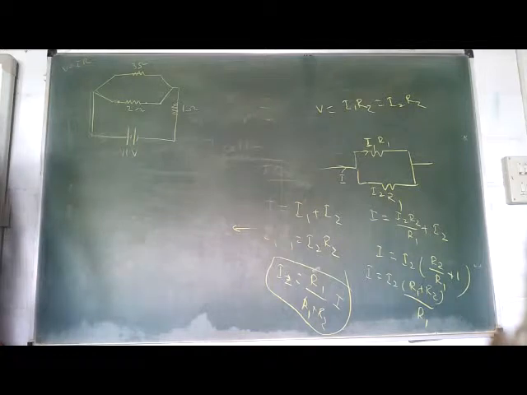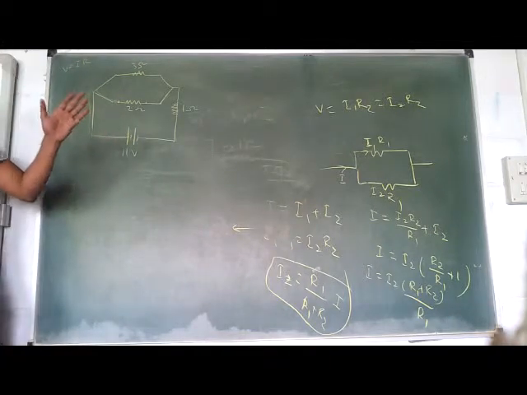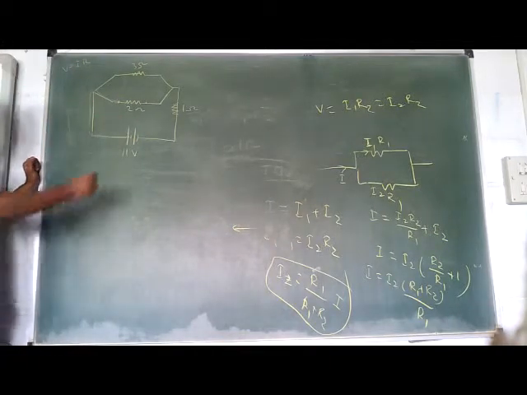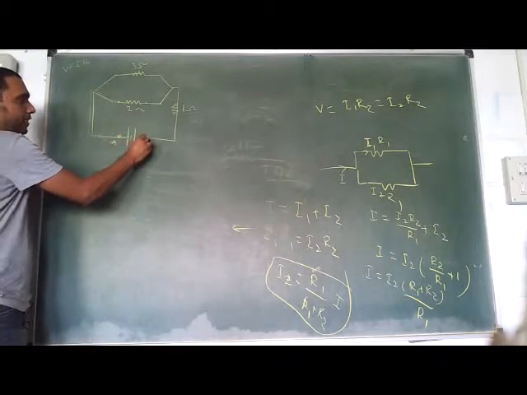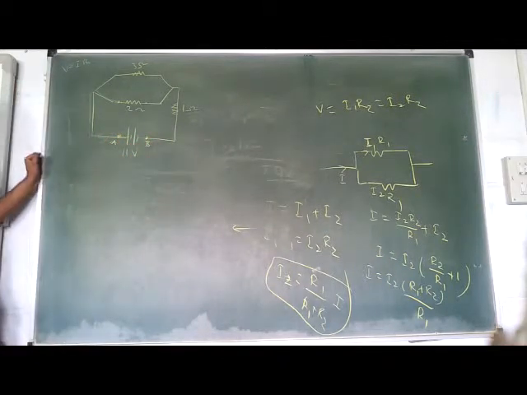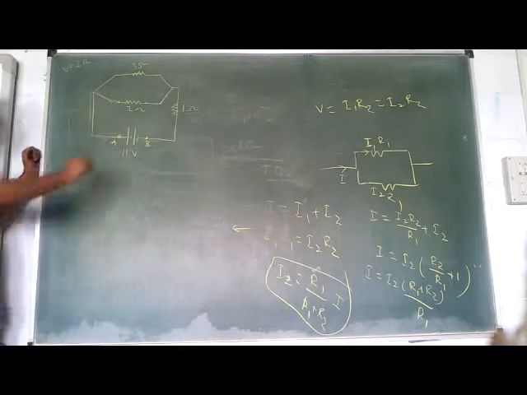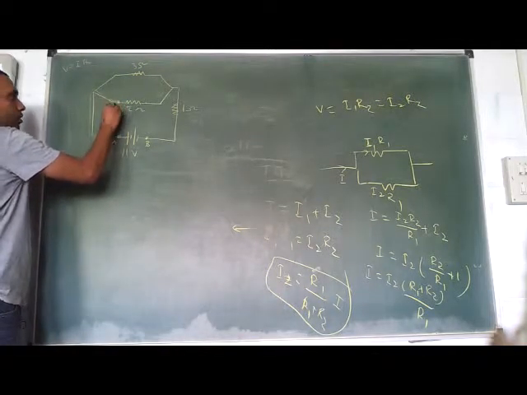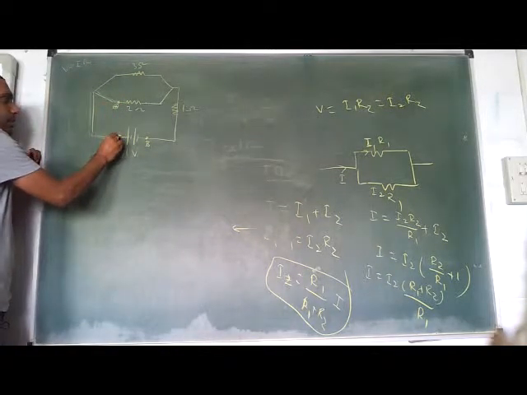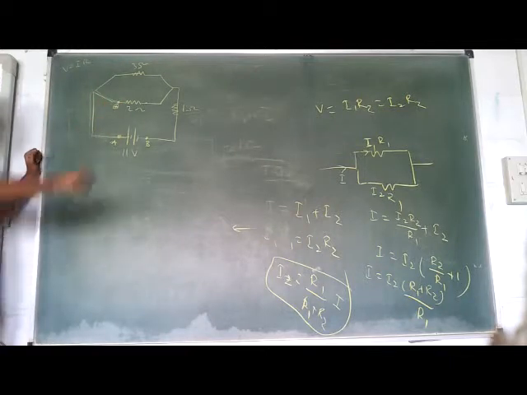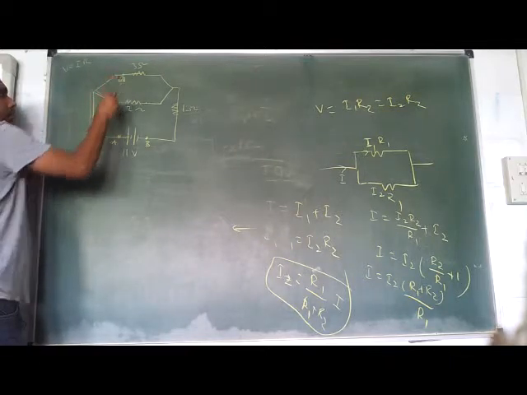Where's the chalk? Okay, so this question, the problem is that this point is, suppose, A, this point is B. The potential difference between point A and B is 11 volts. This point is the same as that point electrically, and even that point is the same as this point electrically.